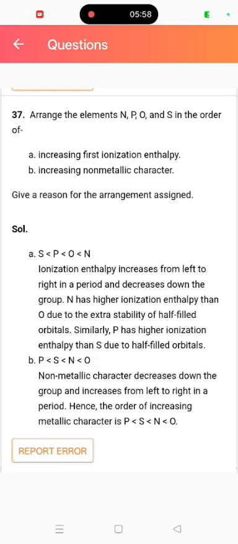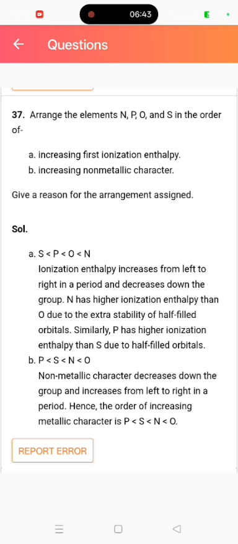Arrange the elements nitrogen, phosphorus, oxygen, sulfur in the order of increasing first ionization enthalpy or increasing non-metallic character. First one, ionization enthalpy increasing order: sulfur, phosphorus, oxygen, nitrogen. Ionization enthalpy increases from left to right in a period and decreases down the group. So N has higher ionization enthalpy than oxygen due to the extra stability of half-filled orbitals. Similarly, phosphorus has higher ionization enthalpy than sulfur due to half-filled orbitals.